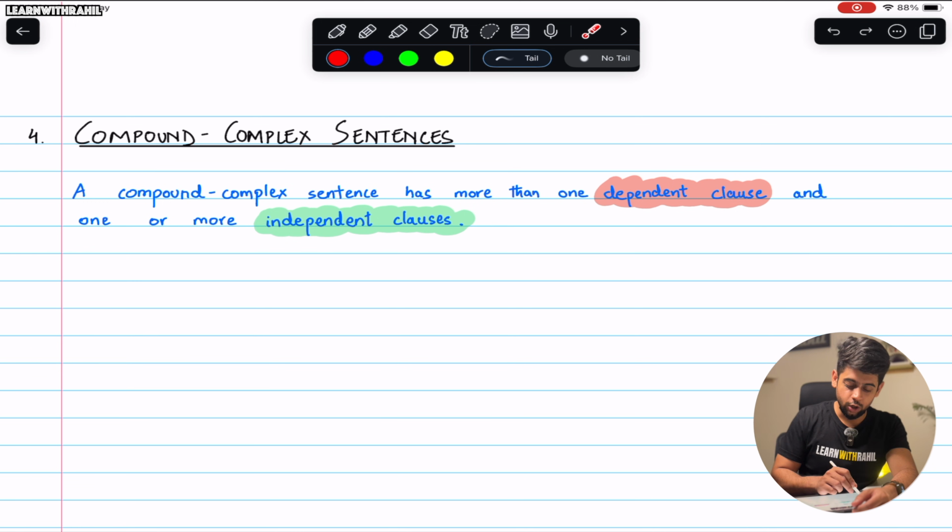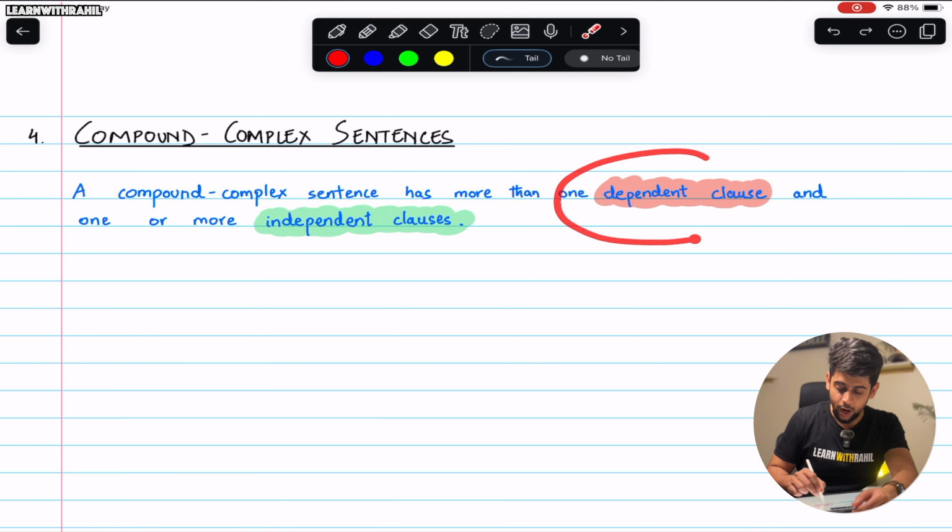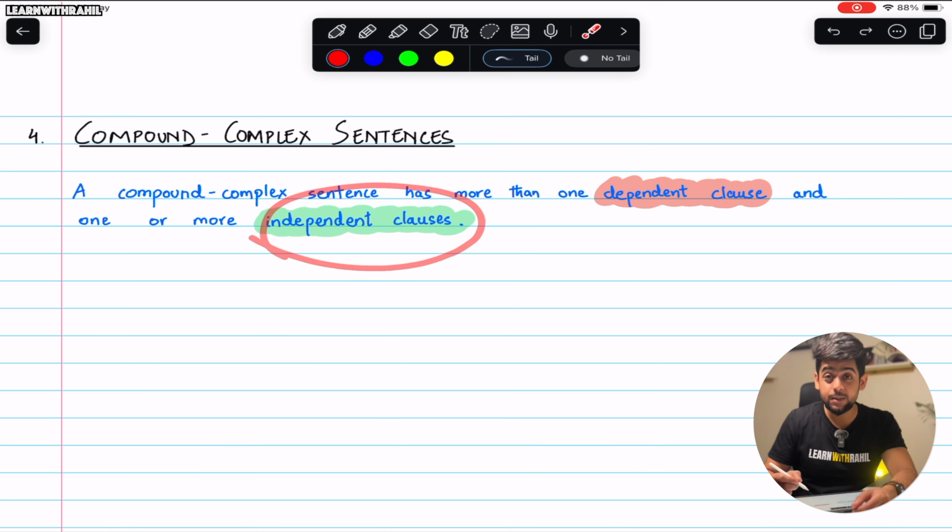Alright, let's make it simpler for you. So a compound complex sentence has more than one dependent clause and it has one or more independent clauses.